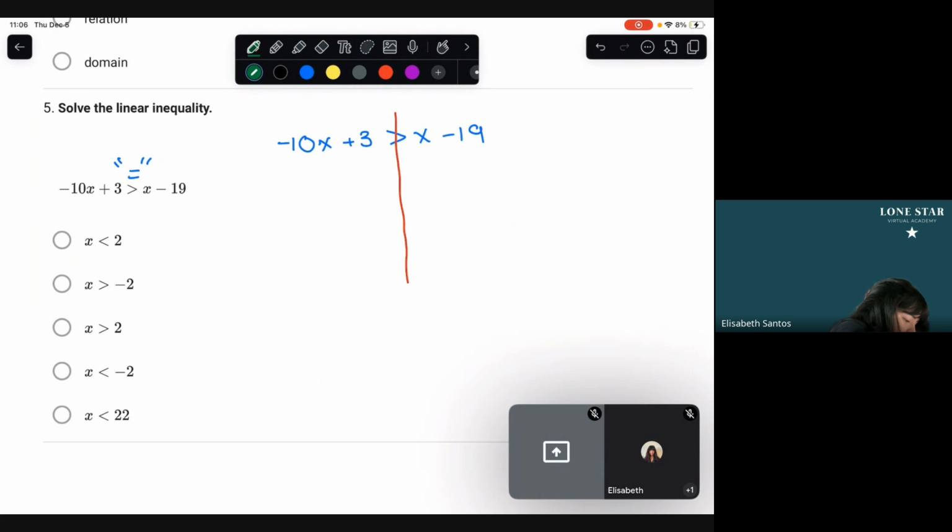So first, we're going to have to move one of the x's over. I'm going to go ahead and move this one. And since this is a positive x, you subtract x on both sides. And so we get negative 11x here plus 3 is greater than, and that just cancels out, that's 0, to negative 19.